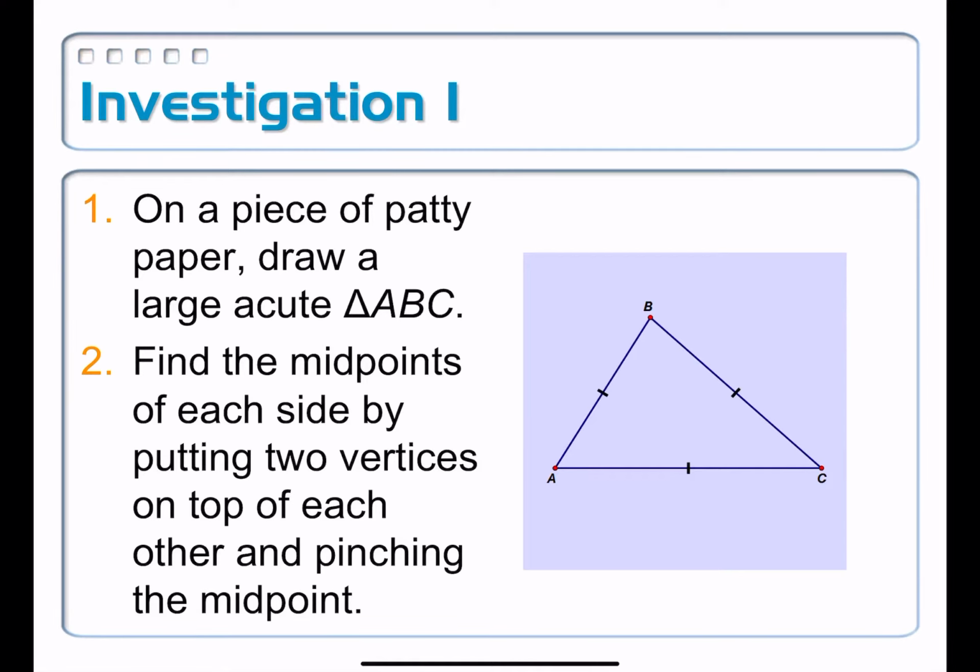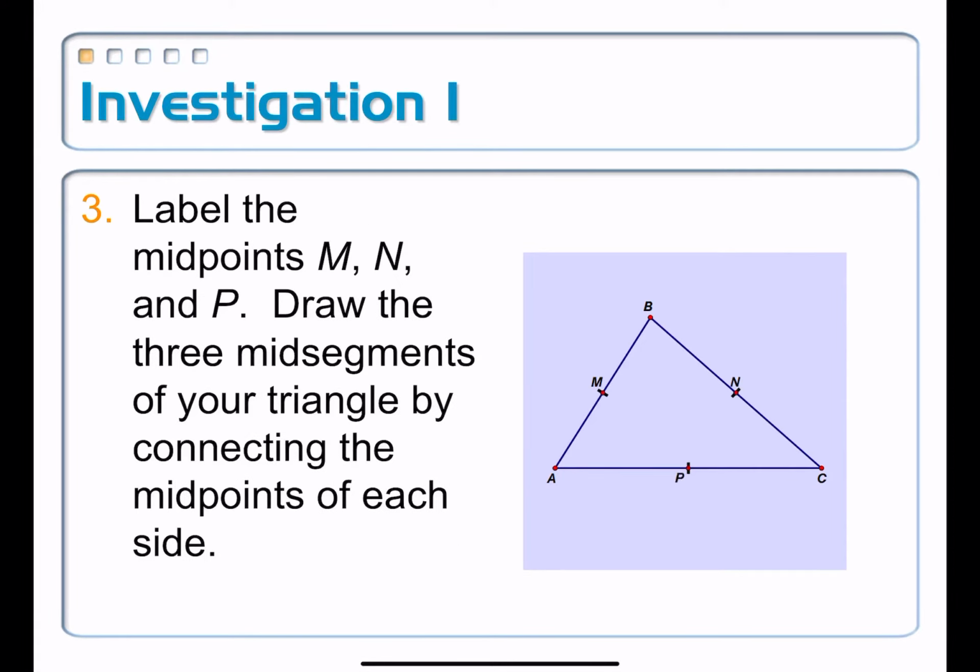Then I'd use my straight edge, and I'd connect each one of those. Maybe I call them M, N, and P. And there I have all three of the midsegments. And notice that it makes four different triangles. So the question here is, what's the relationship between all of those triangles? It looks like they might be the same, but let's take a look.